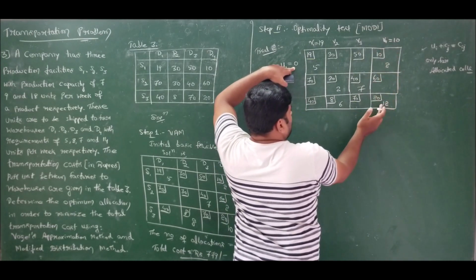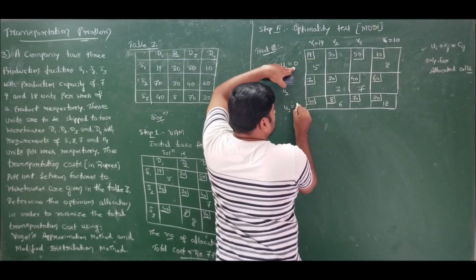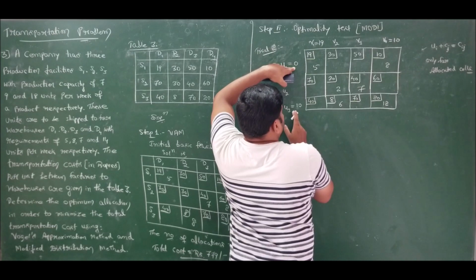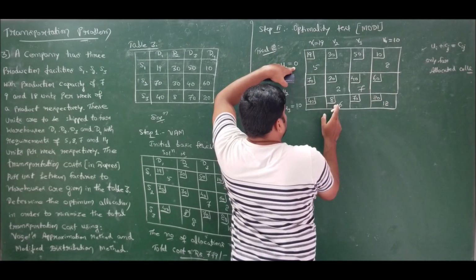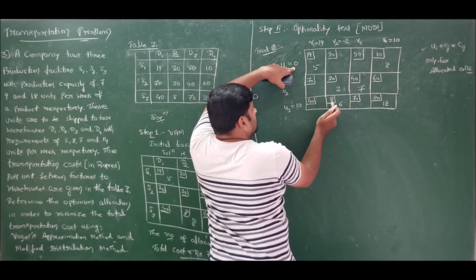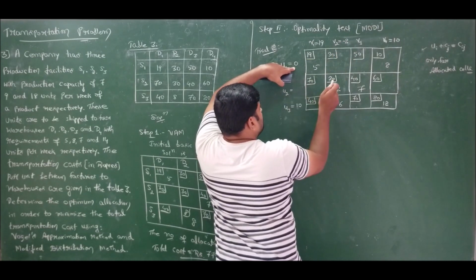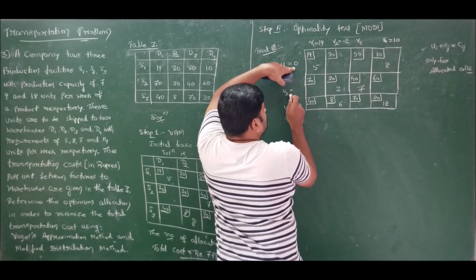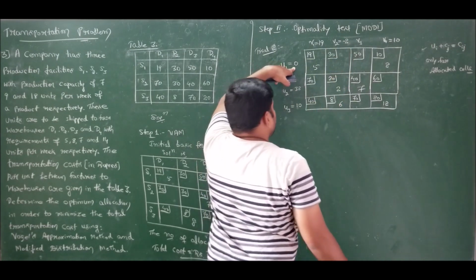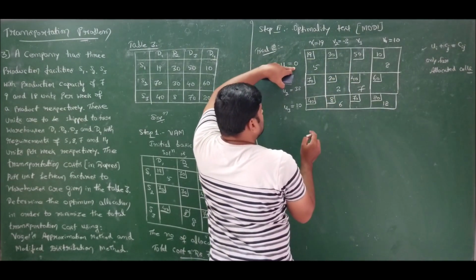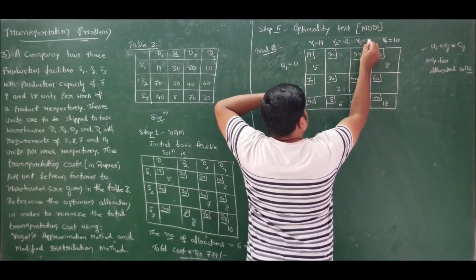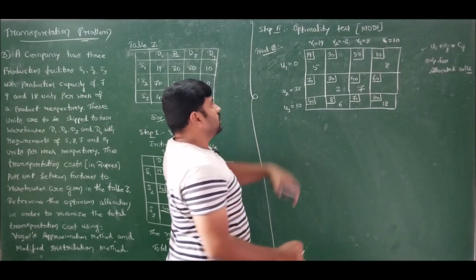Next V4 is 10, we have allocation here as 20, so therefore U3 should be 10, 10 plus 10 is 20. Next you have U3, so therefore here I have cost as 8, so therefore V2 should be minus 2, 10 minus 2 is 8. Since V2 is minus 2, here we have allocation, so therefore U2 should be 32, right? 32 minus 2 is 30, correct? Since U2 is 32, here we have allocation as 40, so 32 plus 8 is 40. Now I got U's and V's.